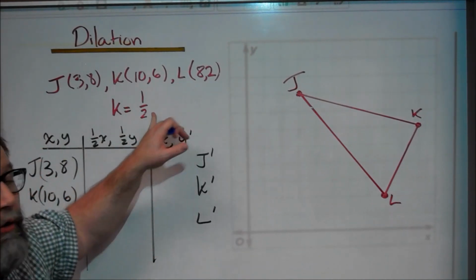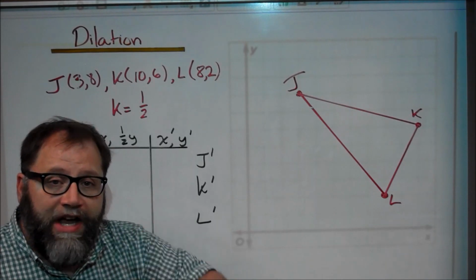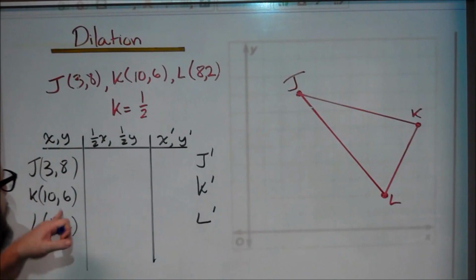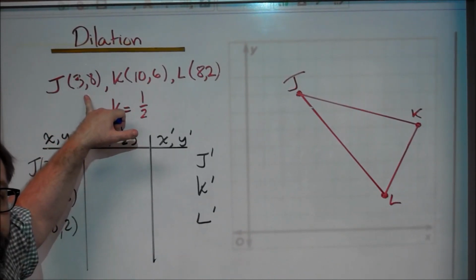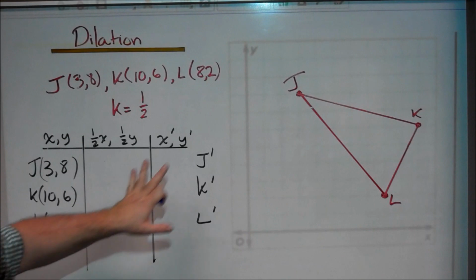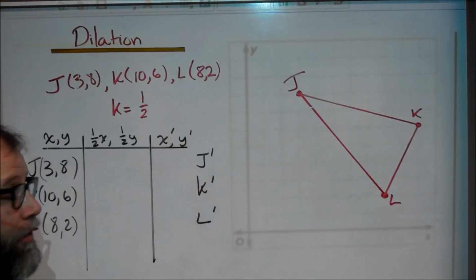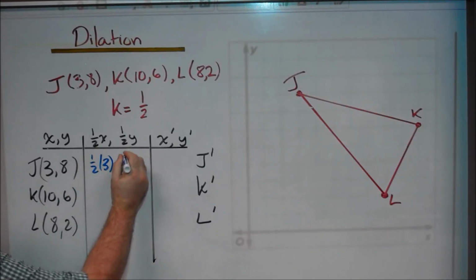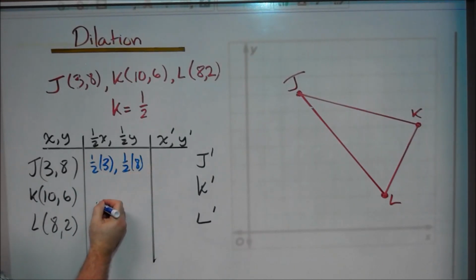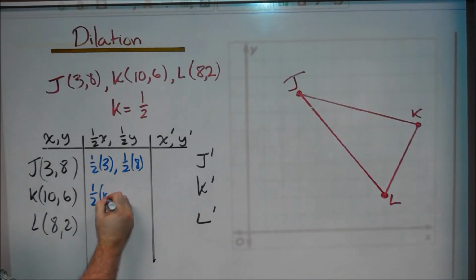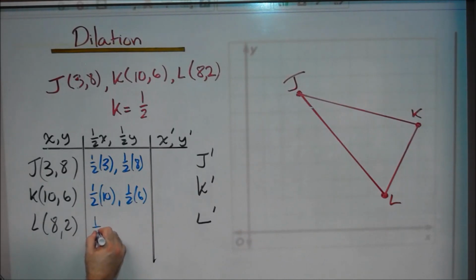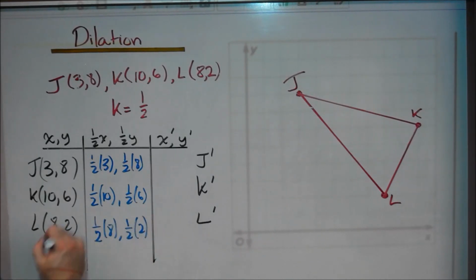So in this one, with a half, we're going to take a half of each x and a half of each y to get our new ordered pairs. So here I've got 3, 8. I've organized this in a table with the originals. Here's our pre-image. Then we'll be going to our image here with our primes. So 3, 8, that's 1/2 times 3 and 1/2 times 8. This one is 1/2 of 10 and 1/2 of 6. This one is 1/2 of 8 and 1/2 of 2.